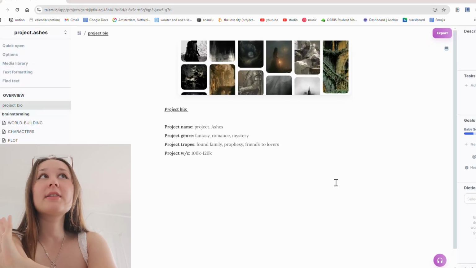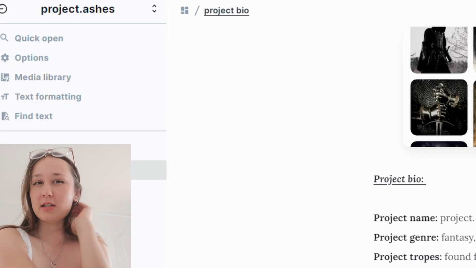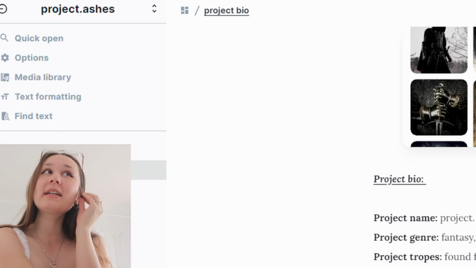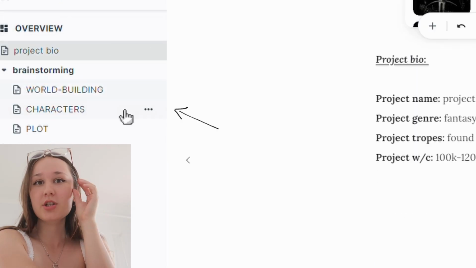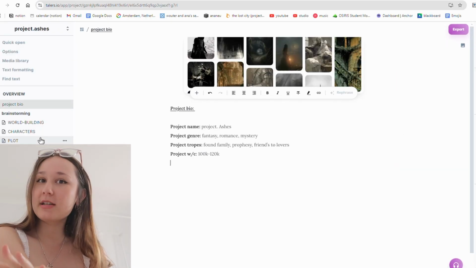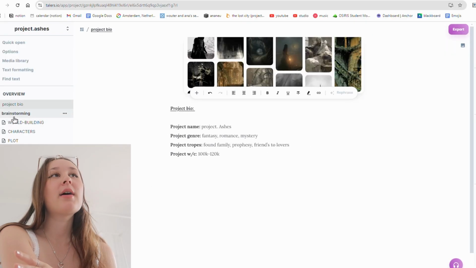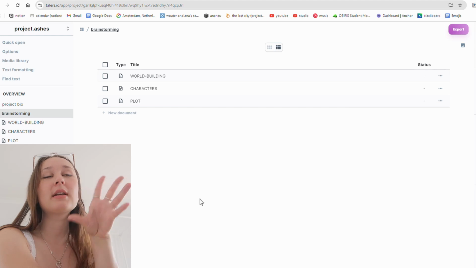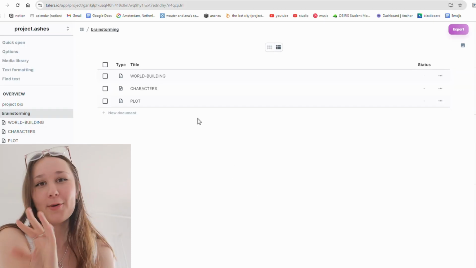And this is what my project looks like. As I said, it's called Project Ashes, and this is a very Kingdom-esque story. But as you can see over here, there's an organizational structure where you can organize your particular pages within your project. This is really helpful because I just have my project bio here, and then I go ahead and click on my brainstorming folder, and I have all of my pages very aesthetically organized.